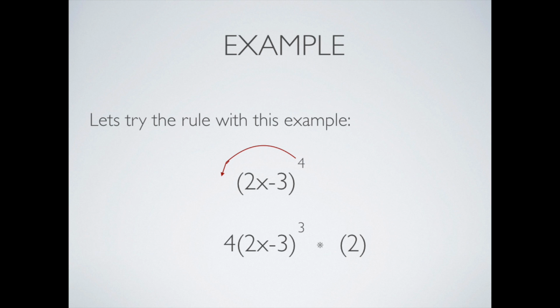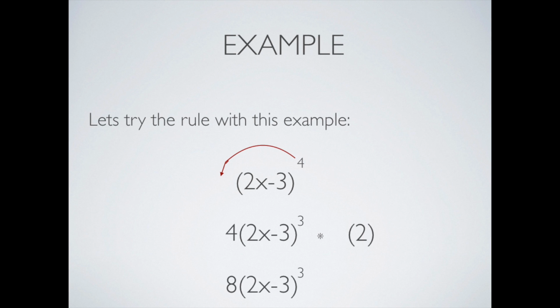And from here we can just finish it off by combining like terms. That would be 4 multiplied by 2, and that leaves us with 8(2x - 3)^3, and that is our derivative and our final answer.